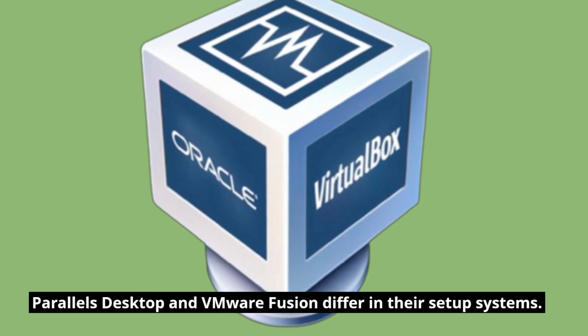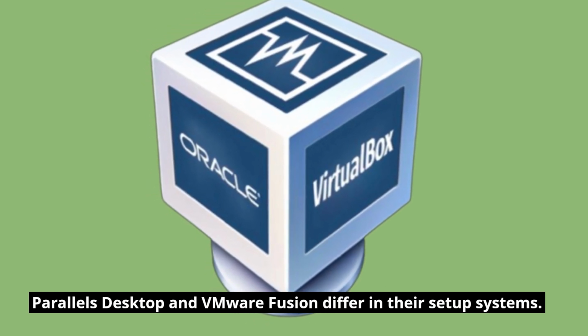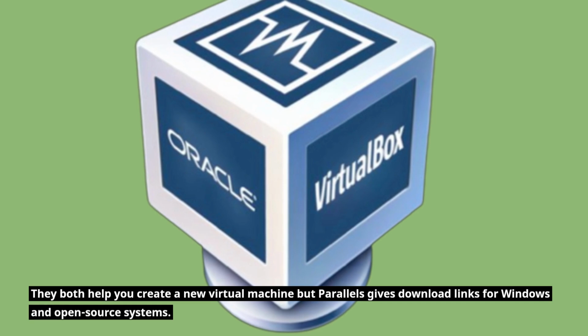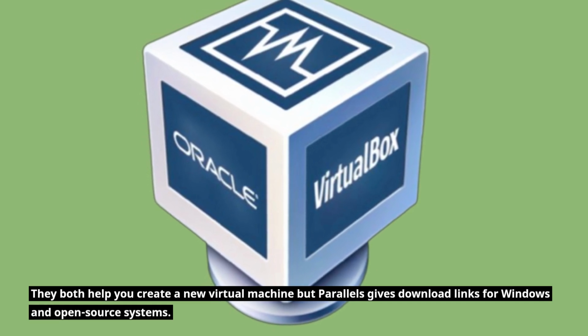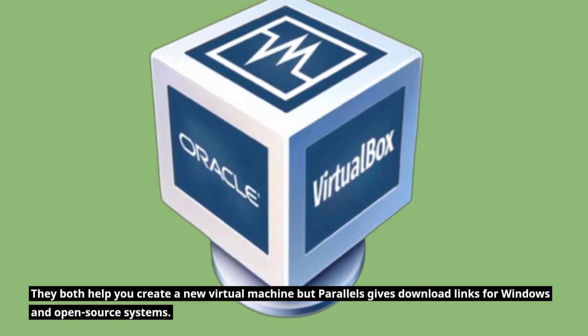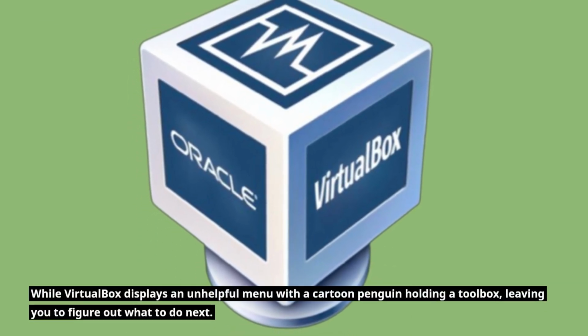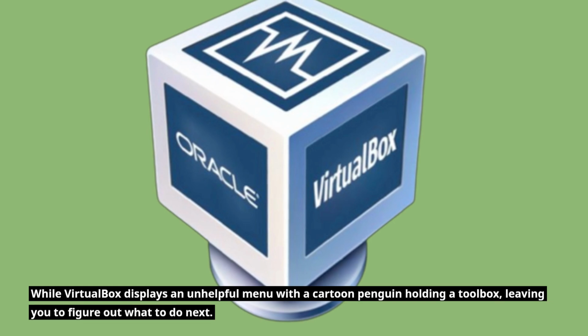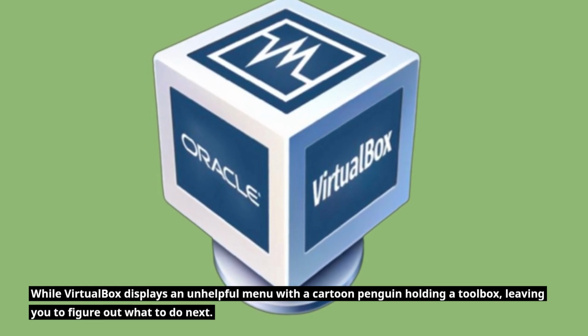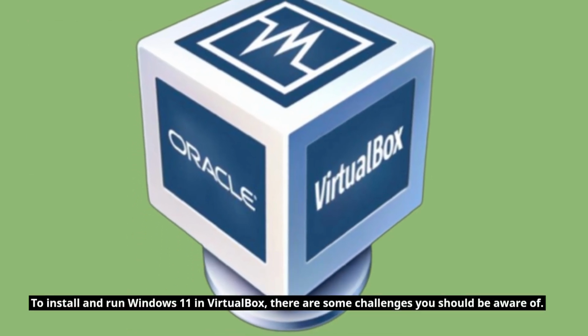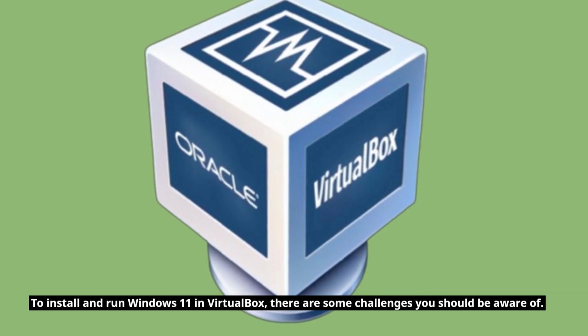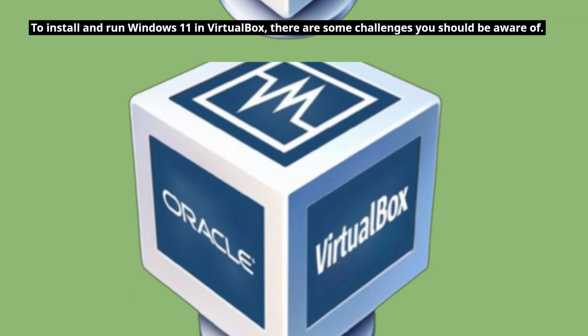Parallels Desktop and VMware Fusion differ in their setup systems. They both help you create a new virtual machine, but Parallels gives download links for Windows and open source systems, while VirtualBox displays an unhelpful menu with a cartoon penguin holding a toolbox, leaving you to figure out what to do next. To install and run Windows 11 in VirtualBox, there are some challenges you should be aware of.